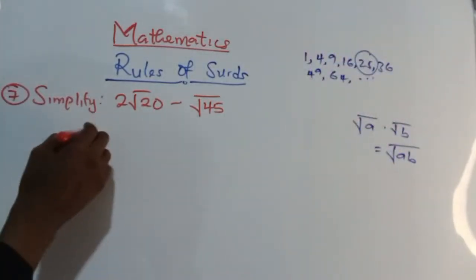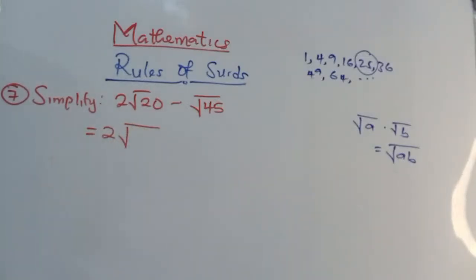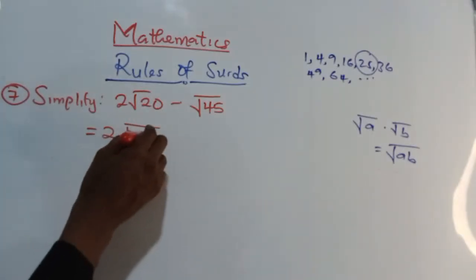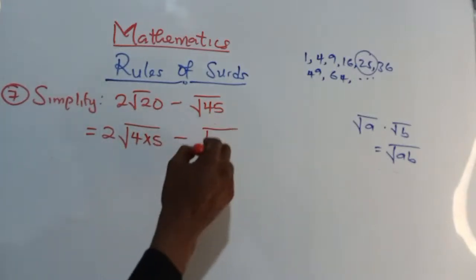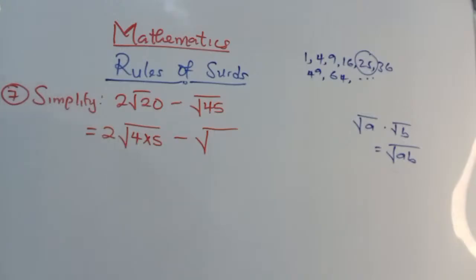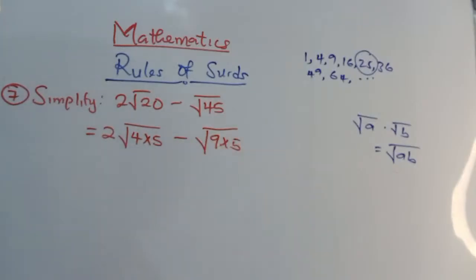So it means we have 20. Now, possible factors of 20. We have 1 times 20, 2 times 10, and 4 times 5. So 4 times 5 is the best to use because 4 is a perfect square number. And also 45, we have 1 times 45, we have 5 times 9. Okay, so we can use 9 times 5 because 9 is a perfect square number.